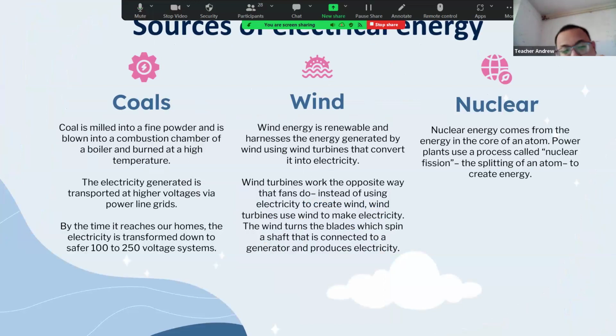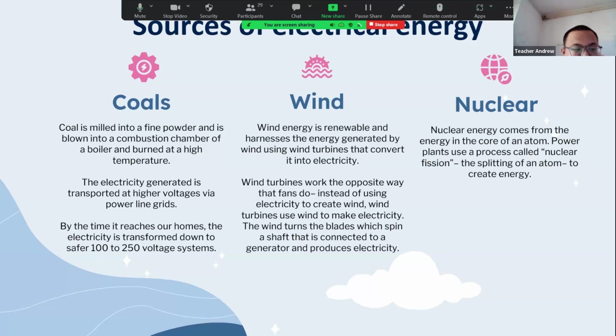Some sources of electricity. So where do we get this electricity? Well, there are many types in the world, but we look into some of them. The first, most traditional, oldest type is coal. This is ground into a fine powder that's blown into the combustion chamber of a boiler and burned at a high temperature. The electricity generated is transported at high voltage through the power line grid. By the time it reaches our house, it is transformed down to a safer 100 to 250 volt system.